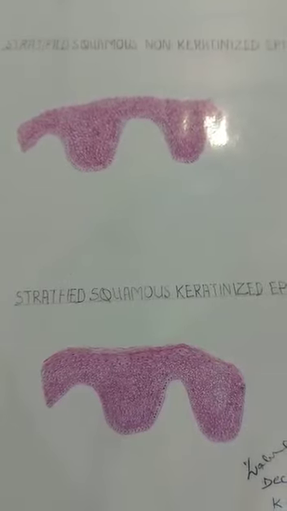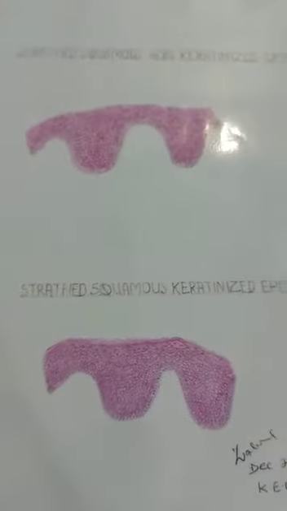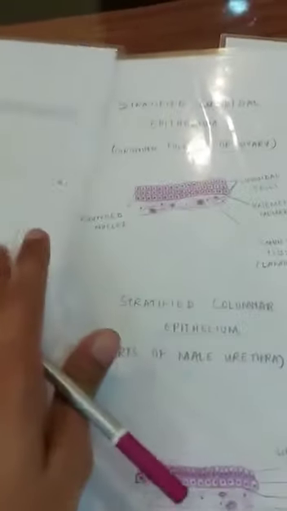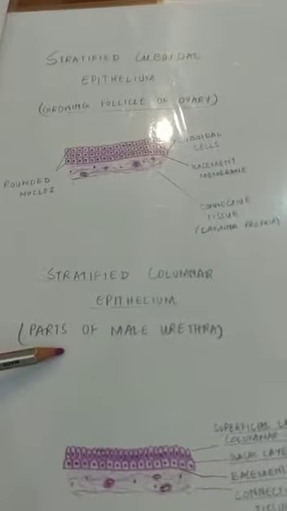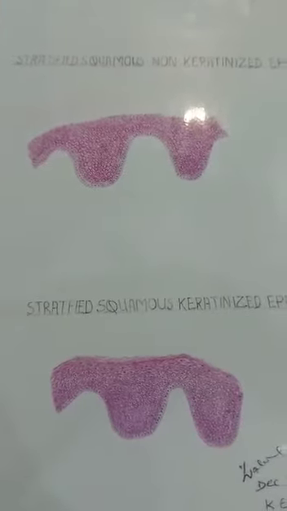Bismillahirrahmanirrahim. Our topic for histology practical is stratified epithelium. It is further classified into stratified squamous keratinized epithelium, stratified squamous non-keratinized epithelium, stratified cuboidal epithelium, stratified columnar epithelium, and transitional epithelium. So, what do we mean by the word stratification? It means the epithelium consists of two or more layers of cells.